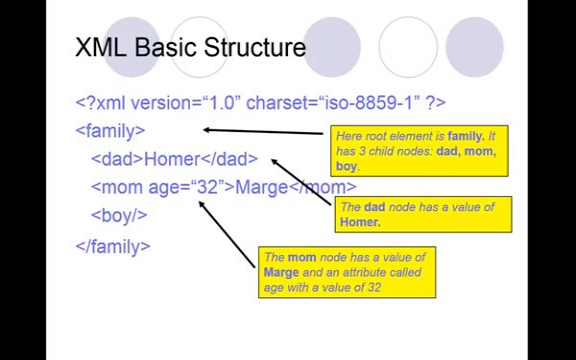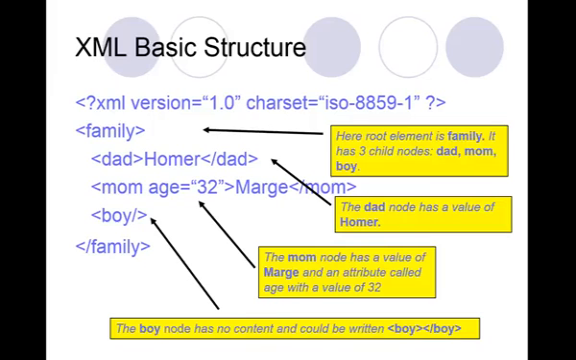The mom node has a container value of Marge, but it also has an attribute, and this is age, and it has a value of 32. Again, you've seen all this in the HTML, so it's pretty straightforward. Finally, we have a special singleton element here, boy, which basically is an element with no content. And although some of the tools will represent it like this with the special slash ending there at the end, you can also write it like this with an opening and closing tag, and those are considered equivalent.